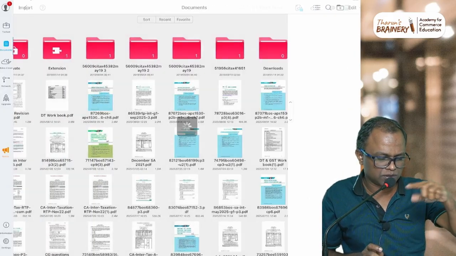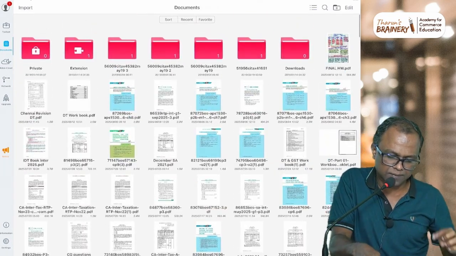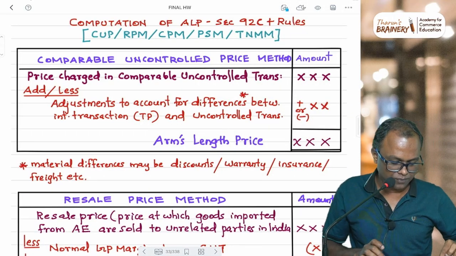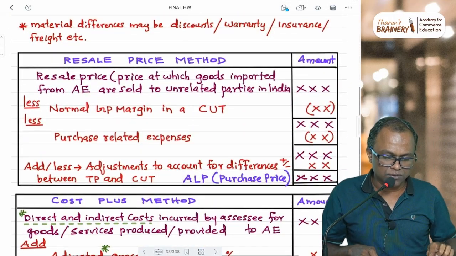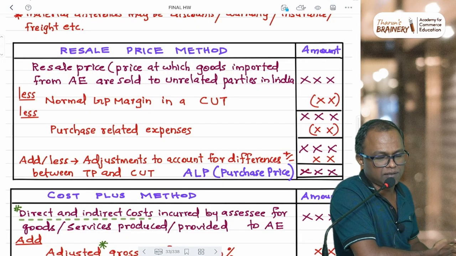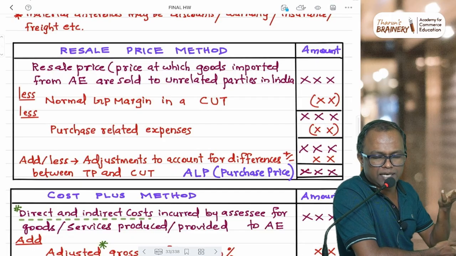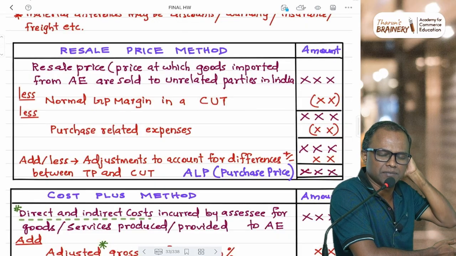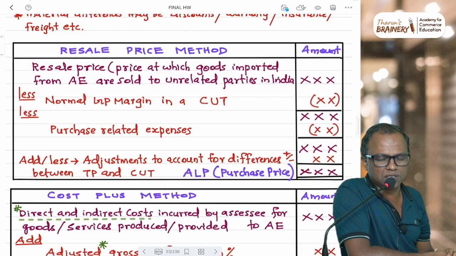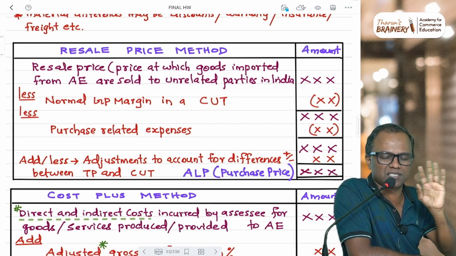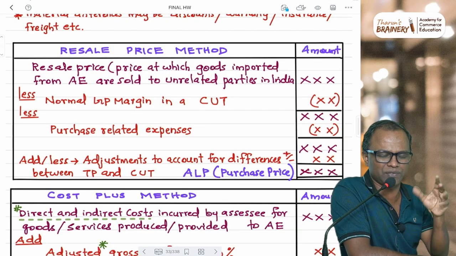So now we can move to the second method, the resale price method. This is usually applicable in case of payment only. This is not applicable in respect of export. This is usually import. The associate enterprise is located outside India. The first method, comparable uncontrolled price method, is best suitable for goods sold or goods imported. Also we can apply the CUP method even for normal services.